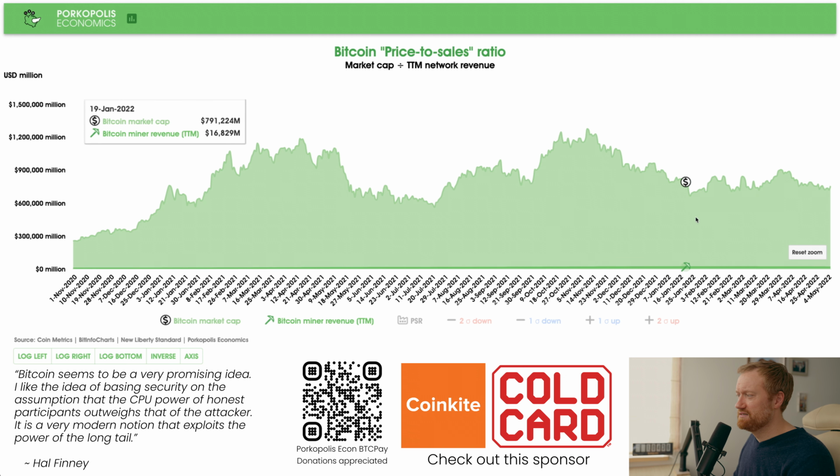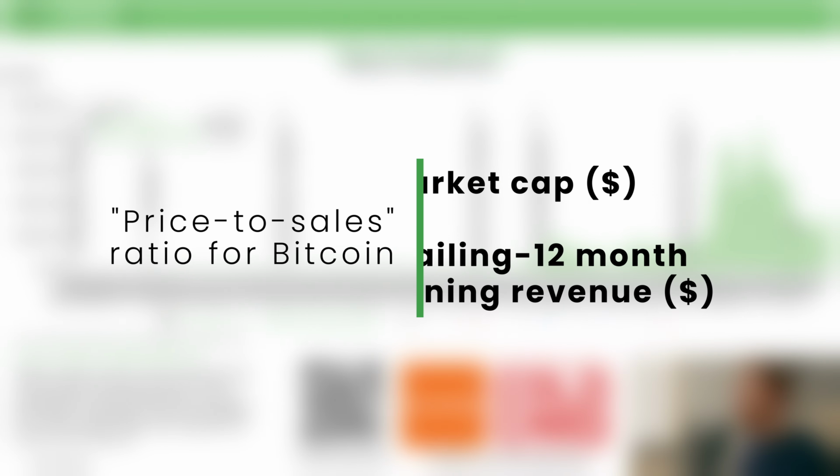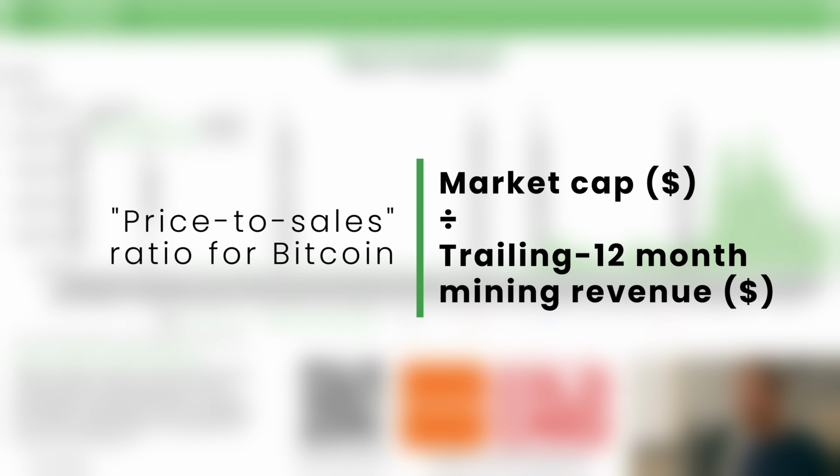And the ratio is very simply, you put those two things together. The market cap, which is the lighter green area, and the darker green area, which is trailing 12-month network revenue. Divide the larger number by the smaller number, and you will get a ratio. And before I put the ratio on the chart, I just want to say a couple more things about what it means.